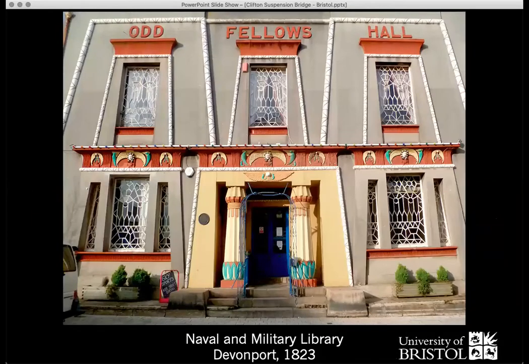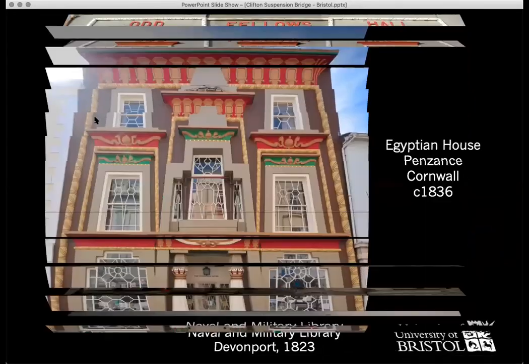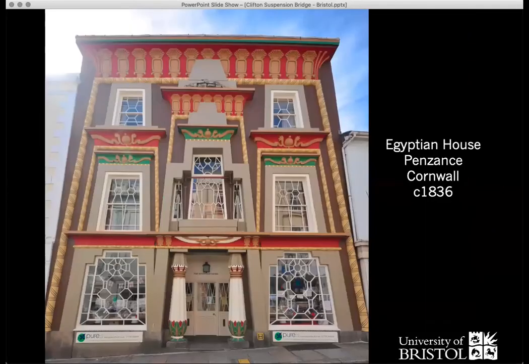It was originally the Naval and Military Library, and then ended up as the Oddfellows Hall. Fairly debased Egyptian architecture, but still you can see that basic shape of a gateway as the window frames here, exactly as we find at the bridge. And then another thing in the southwest, the Egyptian House in Penzance, effectively roughly the same sort of date as the Egyptian design of the bridge, which is now a Landmark Trust property, and you can actually stay there. You can actually rent a flat in it.